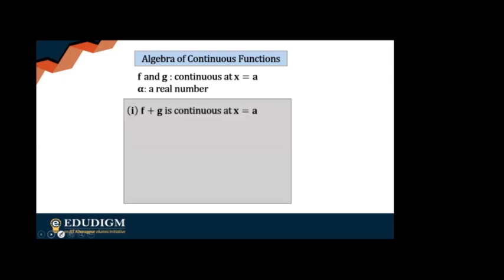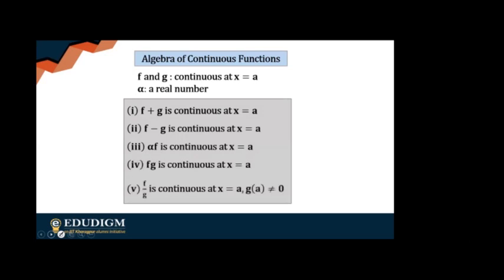Fair enough. So f plus g, f minus g, the scalar multiplication, product, quotient, all of them are continuous at x equals a. So this is basic algebra of continuous functions. If you take a couple of functions continuous at a particular point, then their product, their quotient, their sum or their difference, all of them will be continuous at that point, as well as the scalar multiple. All right, so these are very, very simple.